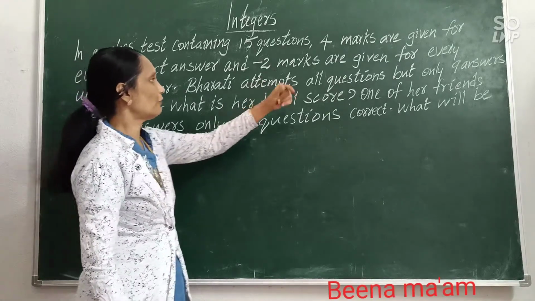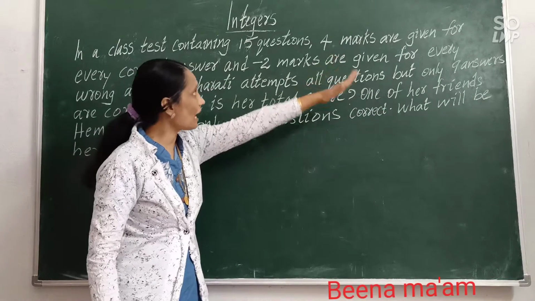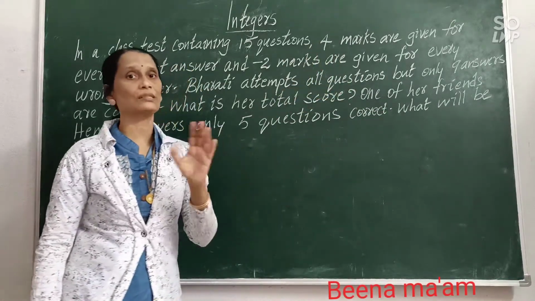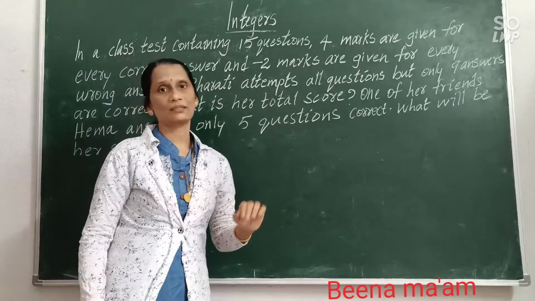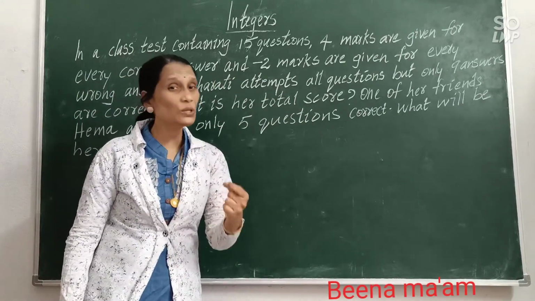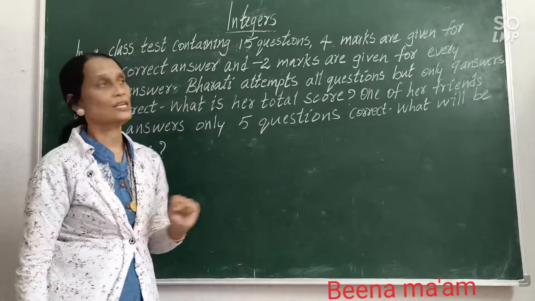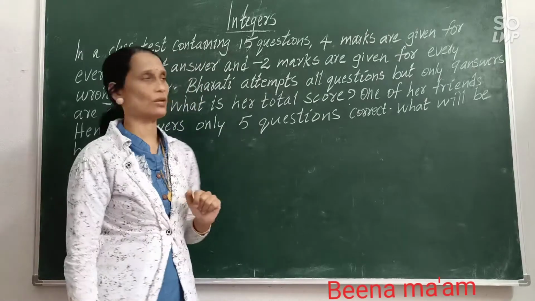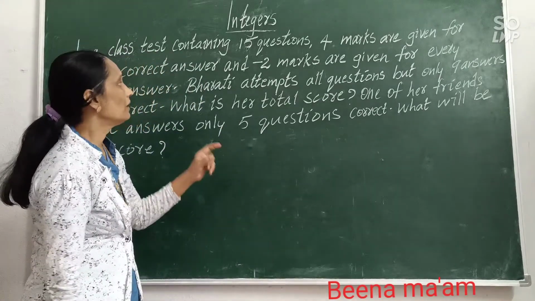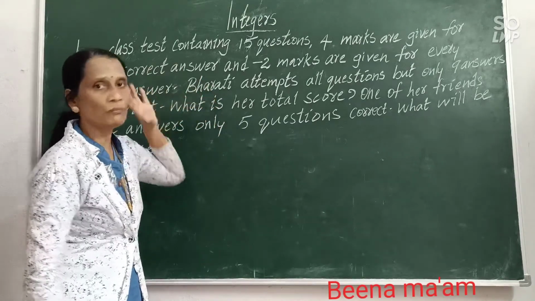So for every 9 questions, she will get 9 into 4 marks. That means 36 marks. And for 6 questions that are wrong, every wrong question, every incorrect one, is going to get a -2 mark. So 6 questions wrong means how much will you get? 6 into -2. So now we have to see what is the total mark obtained for Bharati.